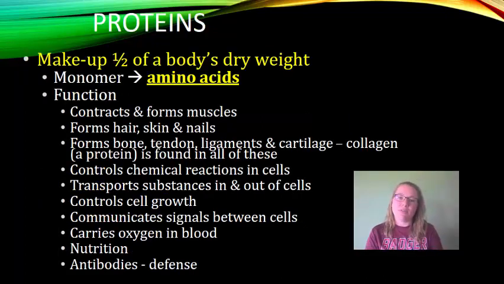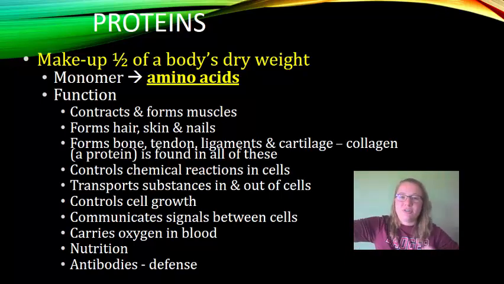The next macromolecule is proteins. So proteins make up a lot of your body. If you take a human after they've died and you dehydrate them, so you remove all of the water, you are able to take the dry weight. Now, please don't do this. This is super kind of gross and weird. But if you would weigh that body, half of that weight would actually be proteins.